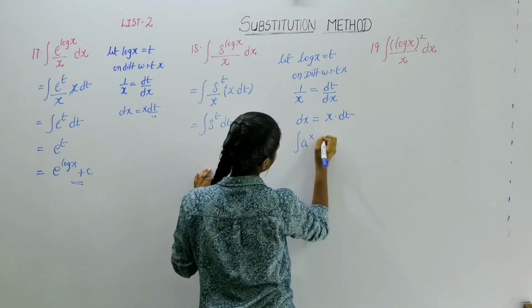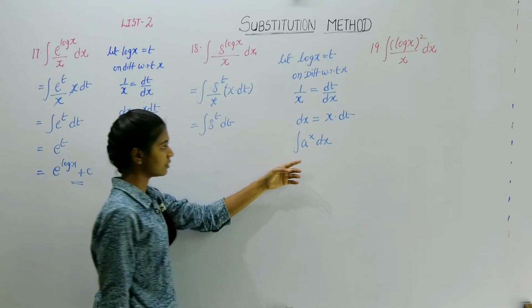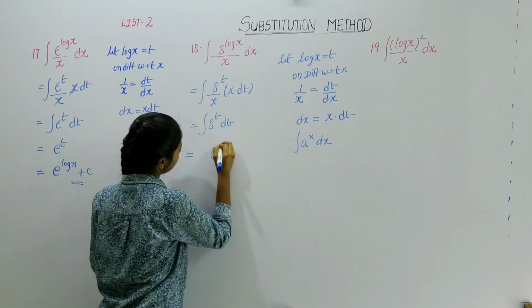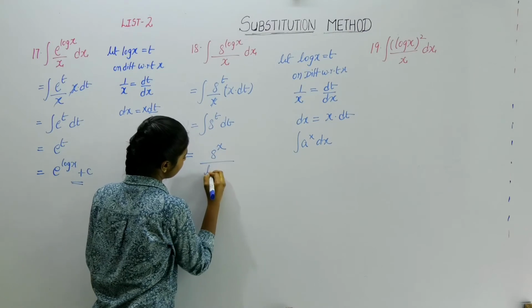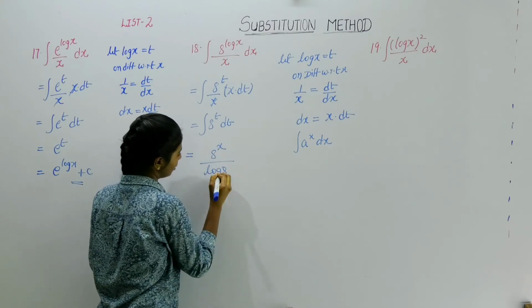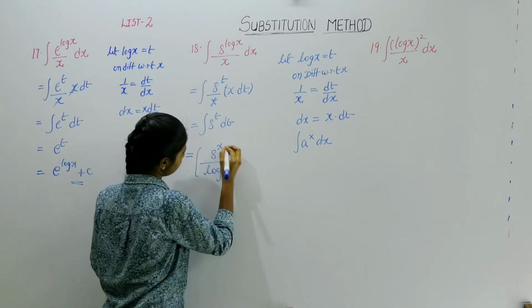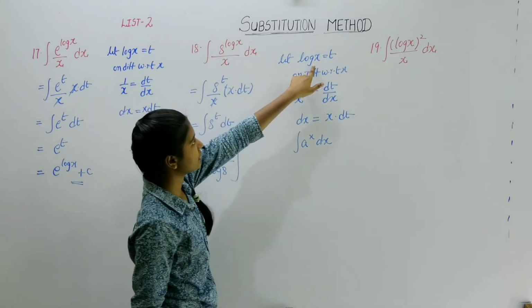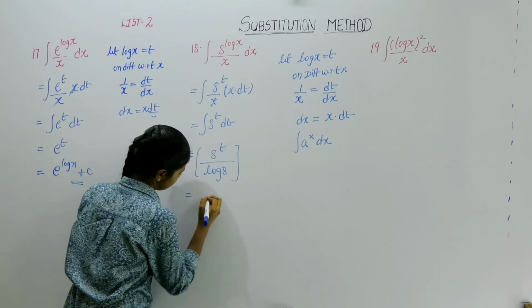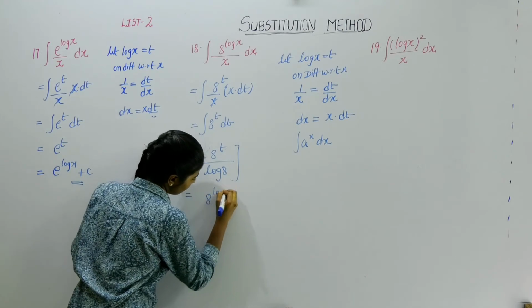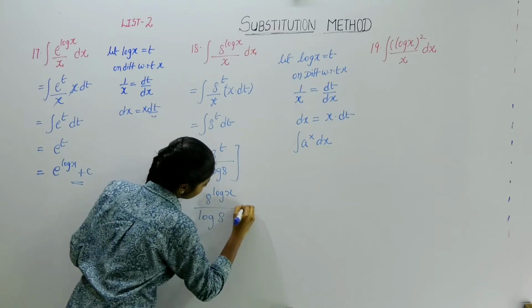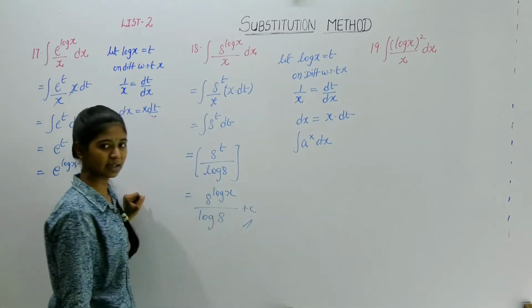Integral a power x dx. We know the formula for integral a power x dx. When we substitute it here, 8 power x by log 8, so 8 power t by log 8. Now what is the value of t? It is log x. It is equal to 8 to the power of log x by log of 8 plus c. This is the final answer.